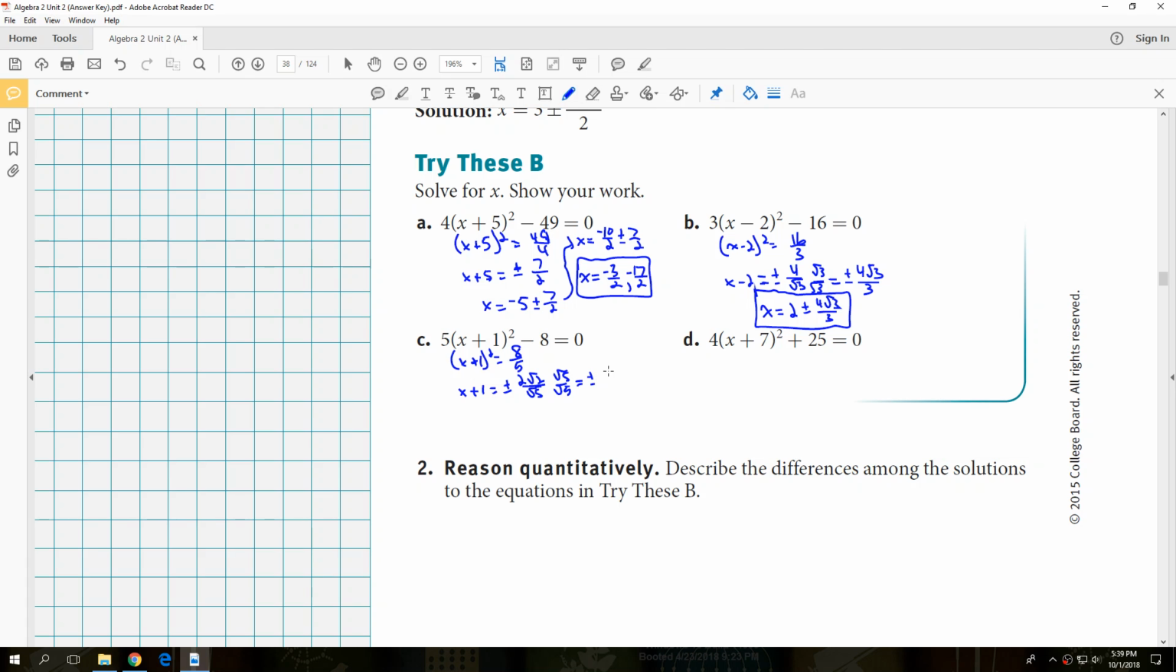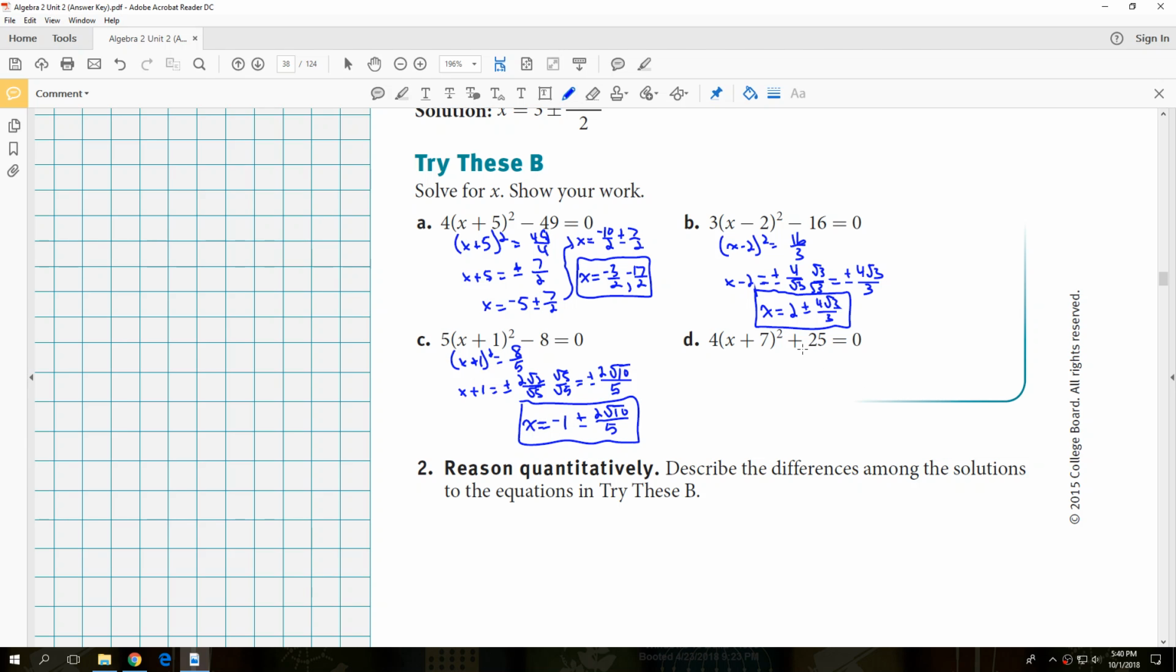So it's equal to plus or minus 2 root 10. Square root of 2 times square root of 5 is square root of 10 over 5. And go ahead and subtract your 1. So I get x is equal to -1 plus or minus 2 times the square root of 10 divided by 5. And there you go.